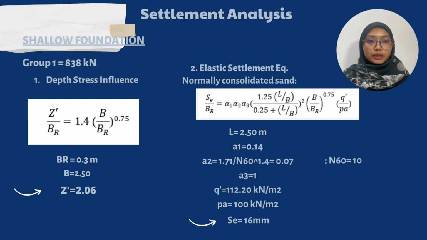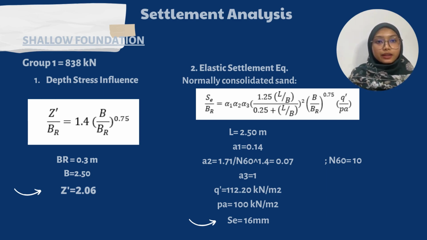112.20 kilonewton per meter square. And for the atmospheric pressure, PA, is equal to 100 kilonewton per meter square. And the final result for the SE is equal to 16 millimeter.